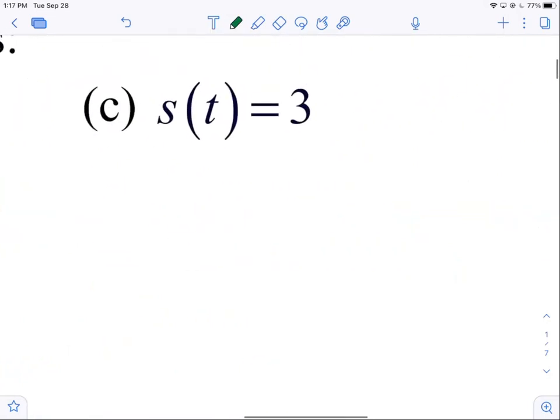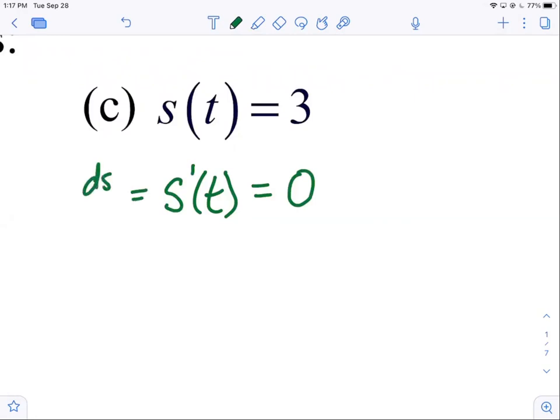On this one here, we have s of t is equal to 3. If I take the derivative of the left, I get s prime of t. All right, and what's the derivative of the right? What's the derivative of 3? 0. Good. So again, we're practicing our notation. Another acceptable version over here would be the derivative of s with respect to t.